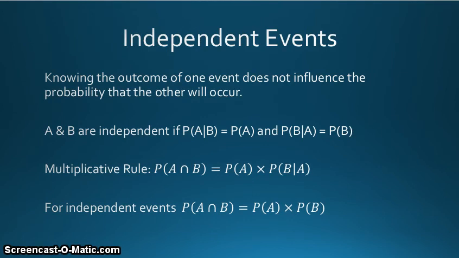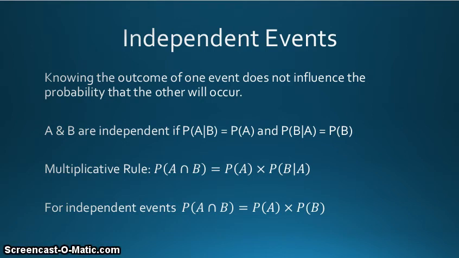Two events are called independent if knowing the outcome of one event does not influence the probability that the other event will occur. So A and B are independent. This means if the probability of A given that B happens is the same as the probability that A would happen anyway, knowing that B happened doesn't change anything. And the probability of B given A is going to be equal to the probability of B, because knowing that A happens doesn't change the probability of B.